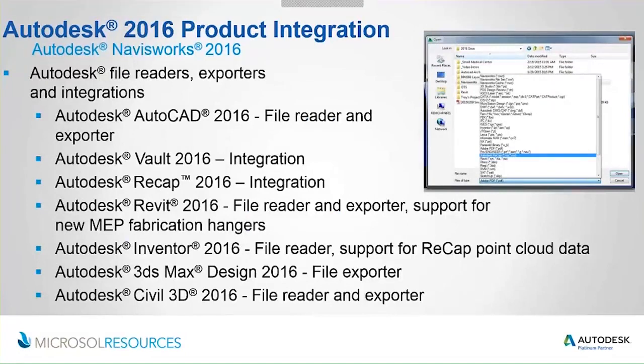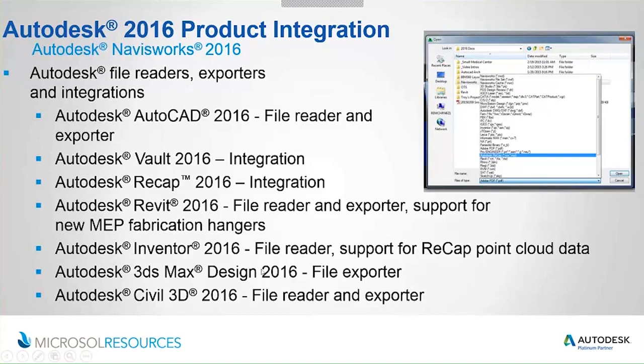The first item is about integration. So what do we have? We have the ability to bring in the latest version of design models and data to be analyzed. Navisworks has updated file readers, exporters, and integrators, giving us the ability to support Vault and Recap and, of course, Revit. Now in MEP, more of the MEP elements are going to be available. I don't think there is actually anything else that hasn't been brought in, but fabrication hangers are now coming in. Surprise. Inventor. And in case you didn't know, having the ability to bring Recap point cloud data from Recap into Inventor through the Navisworks engine.